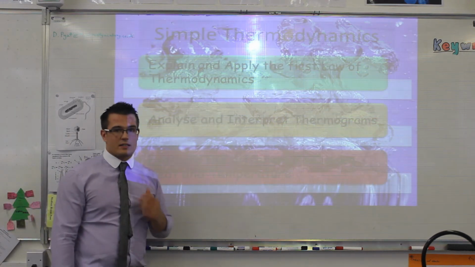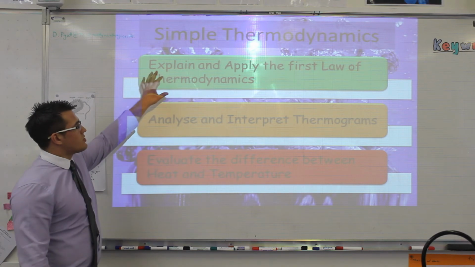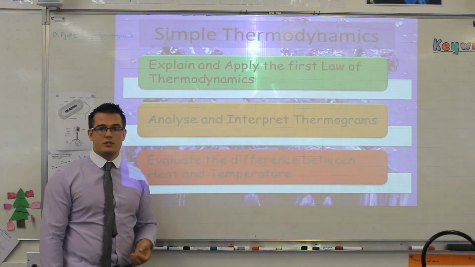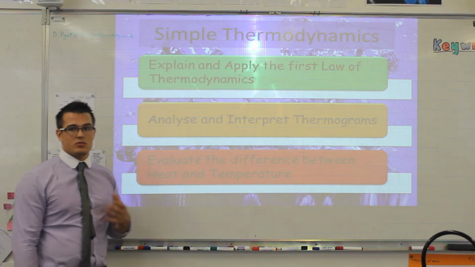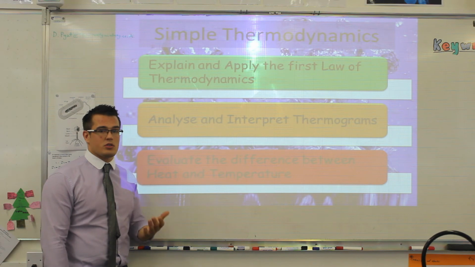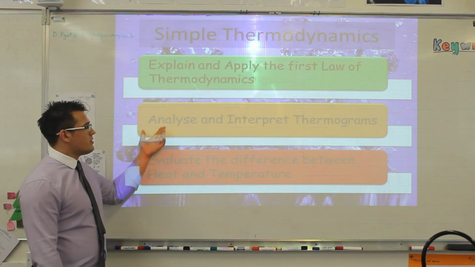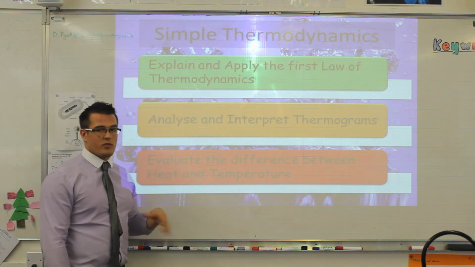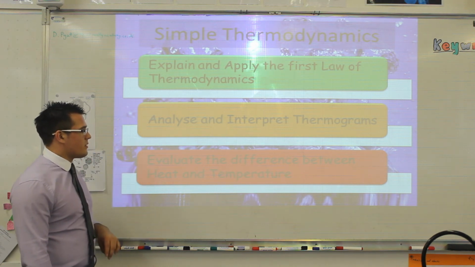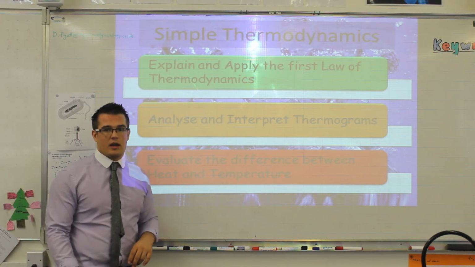So hopefully now we can tackle our objectives so that we should understand the first law of thermodynamics, which in simple terms is that energy can't be created or destroyed in terms of heat, and that heat must always go from hot to cold. Hopefully you can analyse and interpret thermograms and understand what the colours represent, and evaluate the difference between temperature and heat.